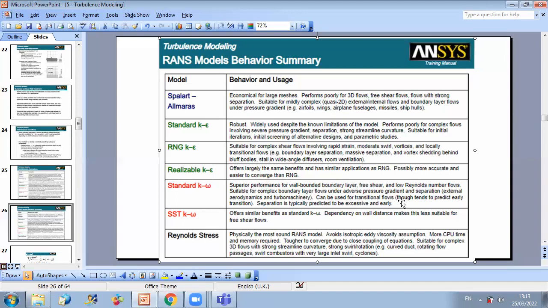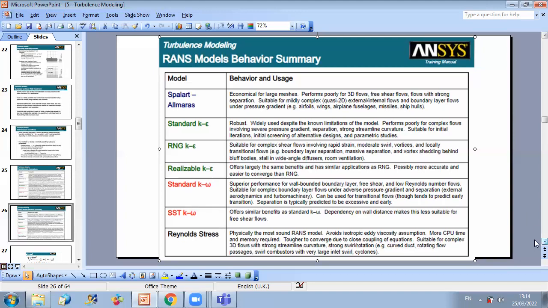We can improve this using SST K omega, in which the dependency on wall distance makes it less suitable for the case of free shear flows. So as you can see, each model represents advantages and disadvantages, and it's recommended for certain applications. So depending on the application you have, you can select the convenient model.